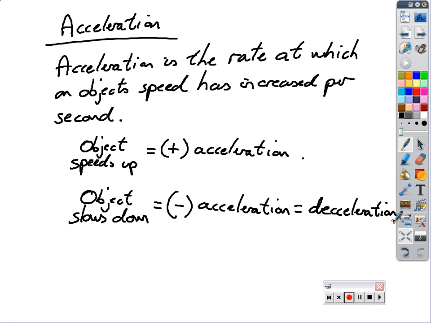So it might be called a negative acceleration or a deceleration, but either way it's just a negative number. Please bear in mind that deceleration has no symbol. Acceleration has the symbol A. Deceleration has no symbol because really you just put a negative in front of the A and it's the same thing. Okay?